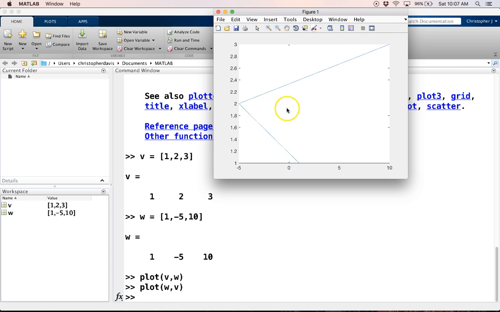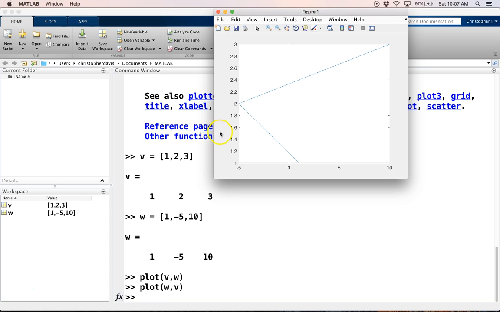Okay, so this isn't a function in the Math 13 sense. It doesn't pass the vertical line test. Okay, but it's still something we can plot very easily in MATLAB. Okay, what if I want to plot something like f of x equals x cubed? How would I plot that?